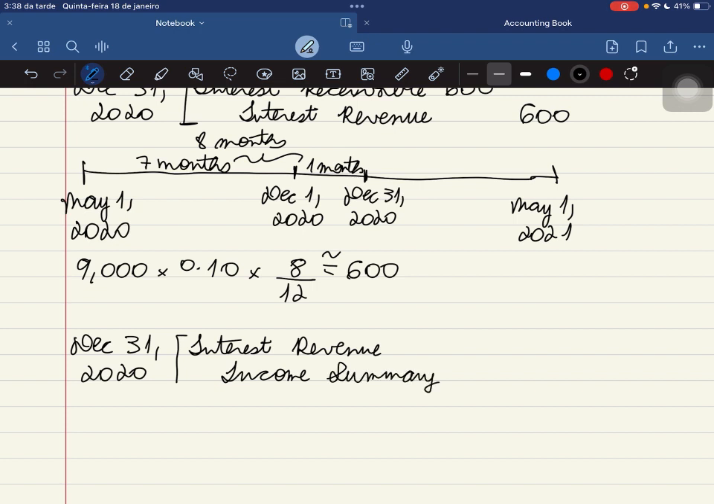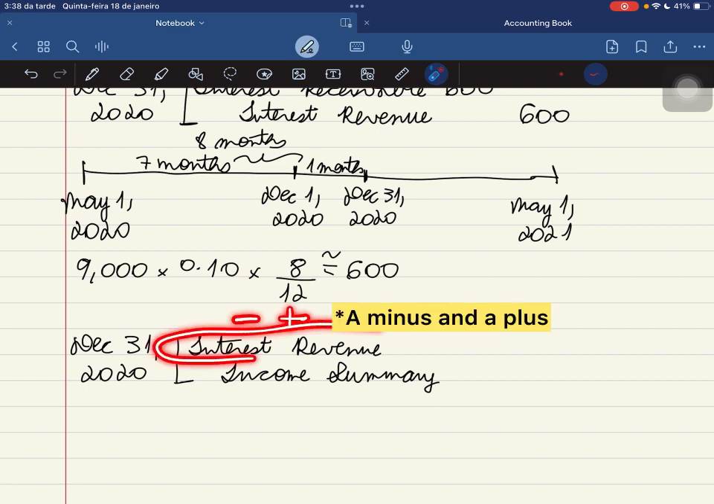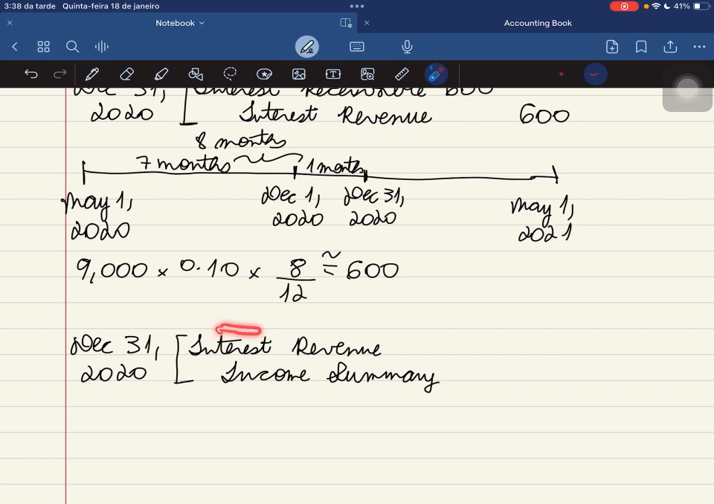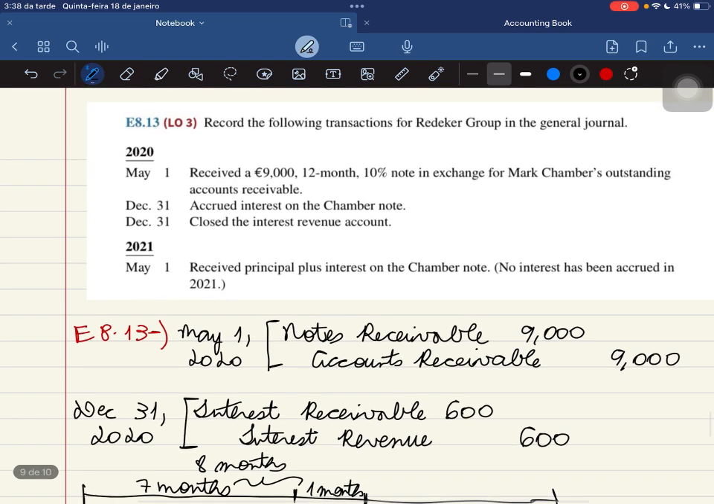But why do we have revenue at the top? Because revenue is a plus and a minus. In this position, it is on the debit position, so it is a minus, which is exactly what we want to do, right? We want to close. We want to transfer this money from the revenue to the income summary. So we have to deduct this revenue. That's why it is on the debit position. And we're going to use the same value, so 600 again.